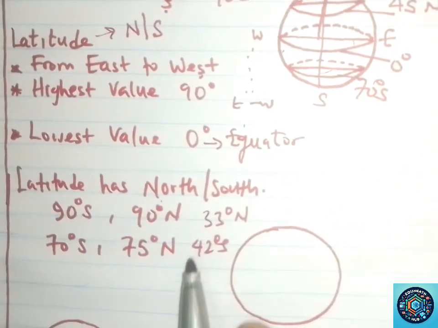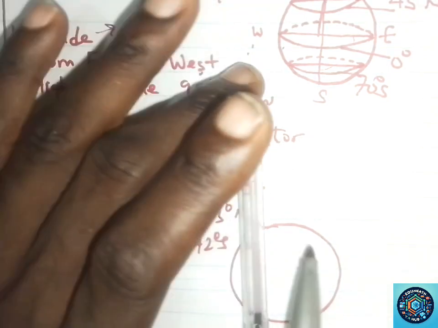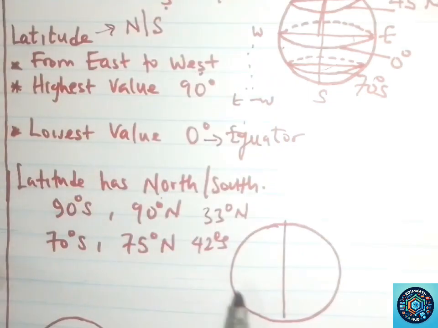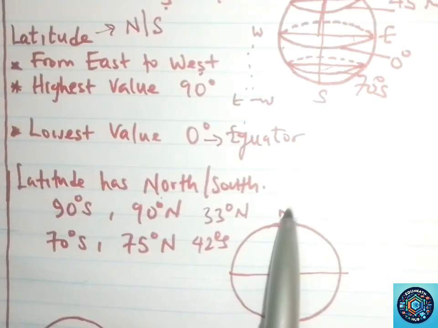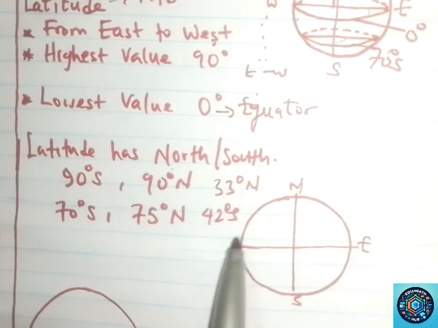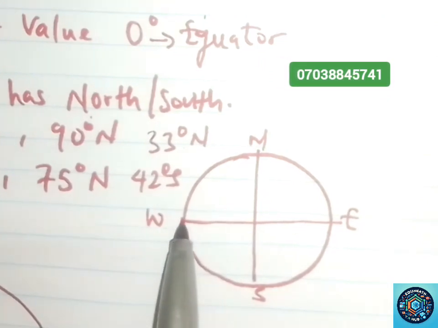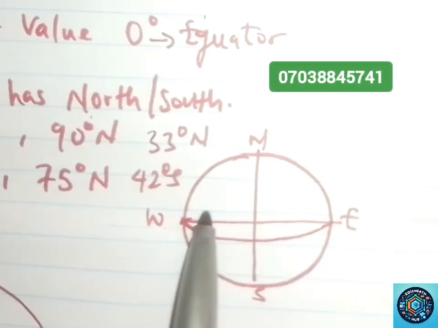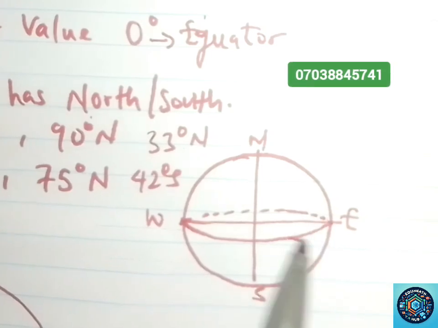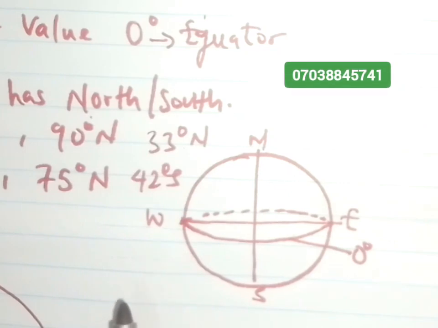Let's take another example. Let's assume I want to do 42 degrees south. You start with a normal shape like this, a circle. So you draw your cardinal points like this. You have your north, south, you have your east, and you have your west. Then you put your equator. So you join here like this, dot the back. Don't forget, it's very important. Then you label it 0 degrees. These are the things that WAEC or NECO will check when they're marking your paper.